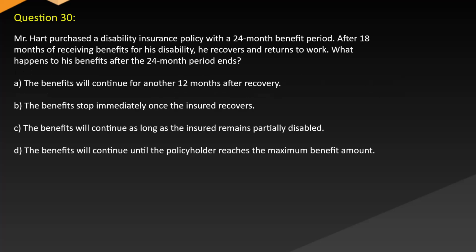Question 30. Mr. Hart purchased a disability insurance policy with a 24-month benefit period. After 18 months of receiving benefits for his disability, he recovers and returns to work. What happens to his benefits after the 24-month period ends? A. The benefits will continue for another 12 months after recovery. B. The benefits stop immediately once the insured recovers. C. The benefits will continue as long as the insured remains partially disabled. D. The benefits will continue until the policyholder reaches the maximum benefit amount.